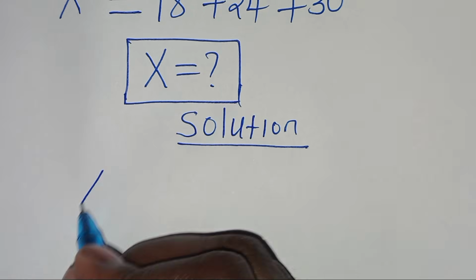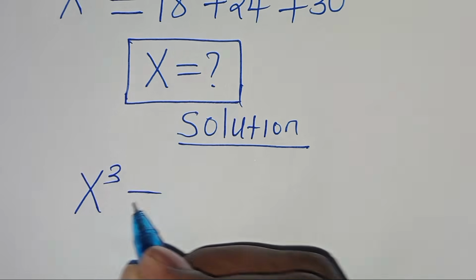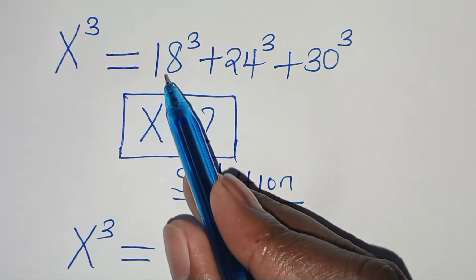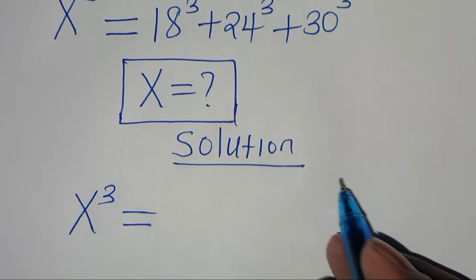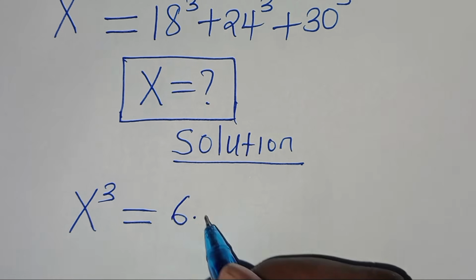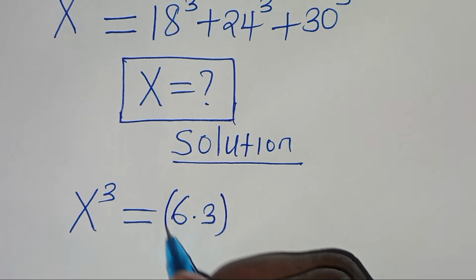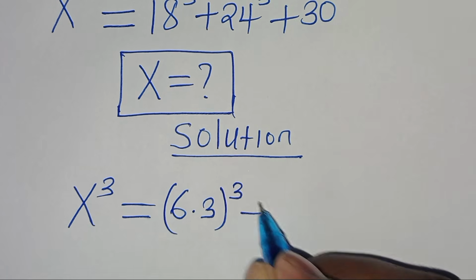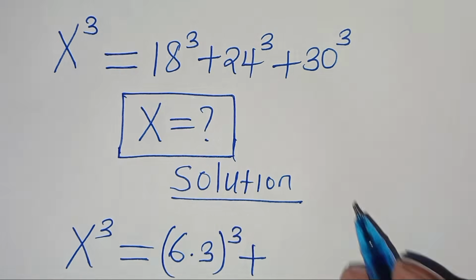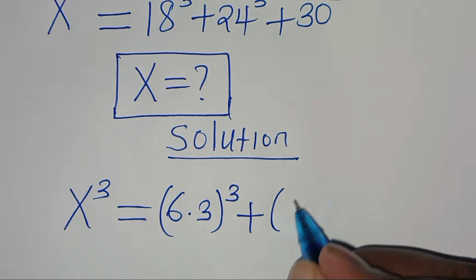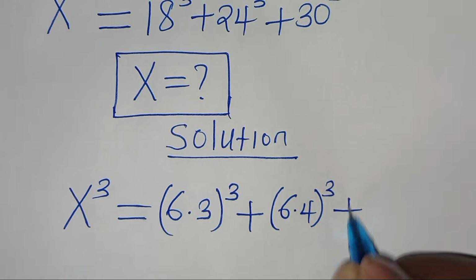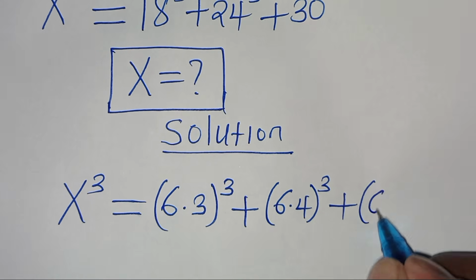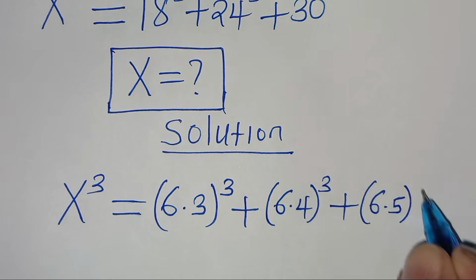So this is x to the power of 3. This is equal to, we can express 18 as 6 times 3, raised to the power of 3, then plus 24. We can express 24 as 6 times 4 to the power of 3, then plus 30, which is 6 times 5 raised to the power of 3.